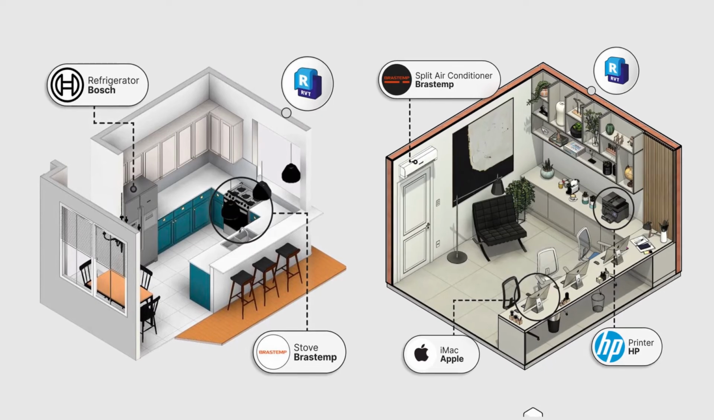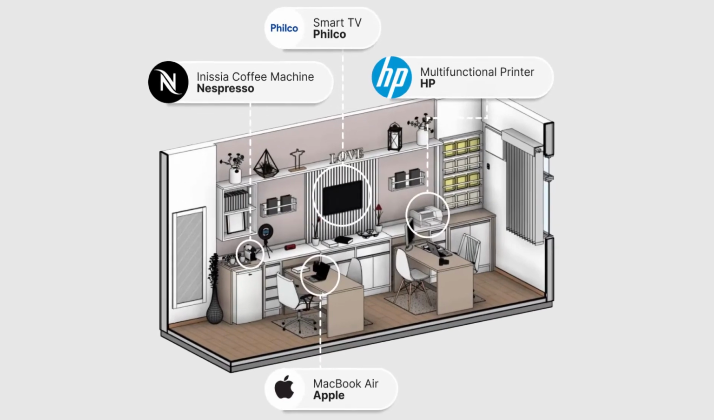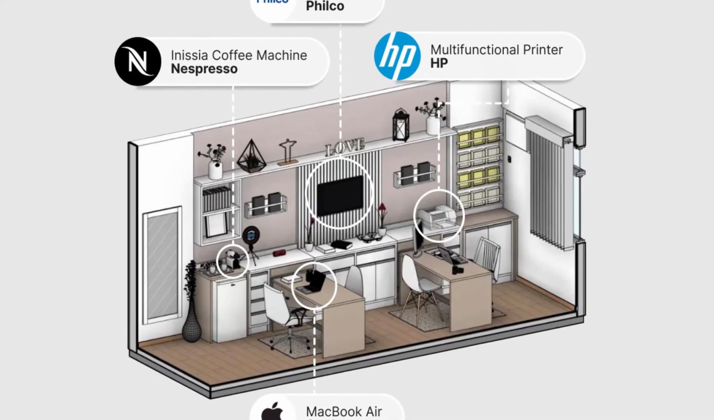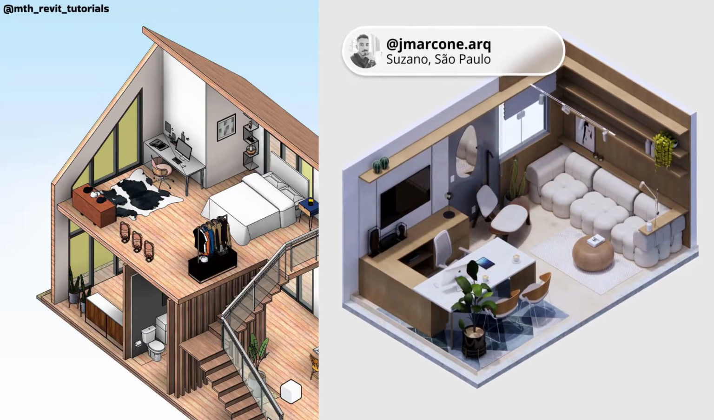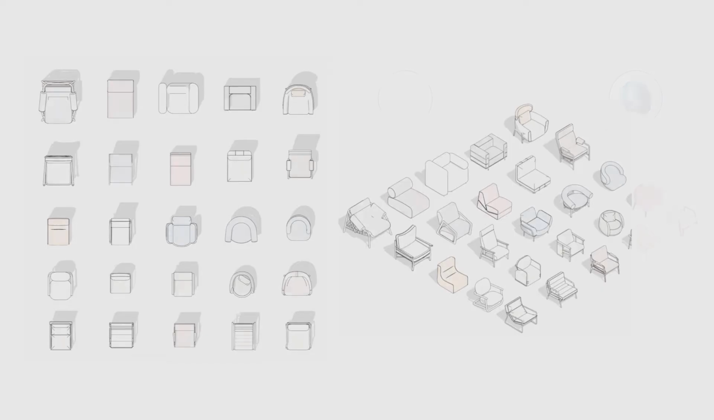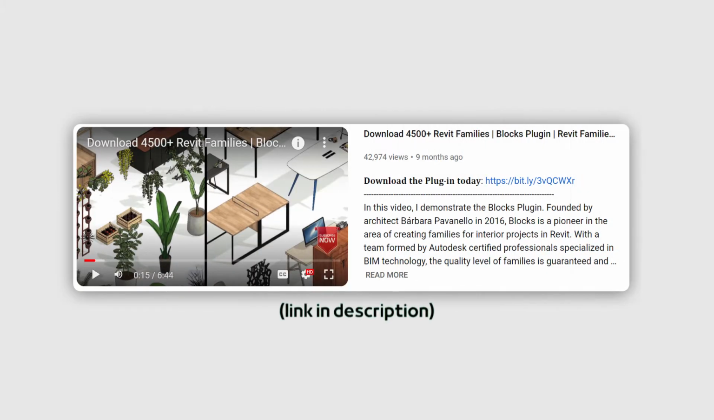For those who don't know about this amazing Revit plugin, with the blocks plugin, you can improve your Revit workflow by loading parametric Revit families into your project with just a single click. This plugin gives you access to 4,500 plus ready to use parametric Revit families. I did a video about it a long time ago. You can check that out as well.